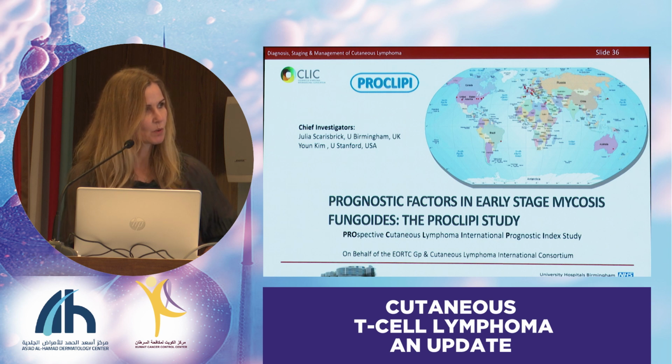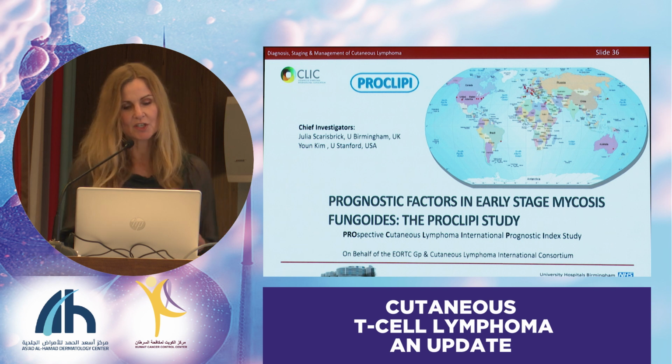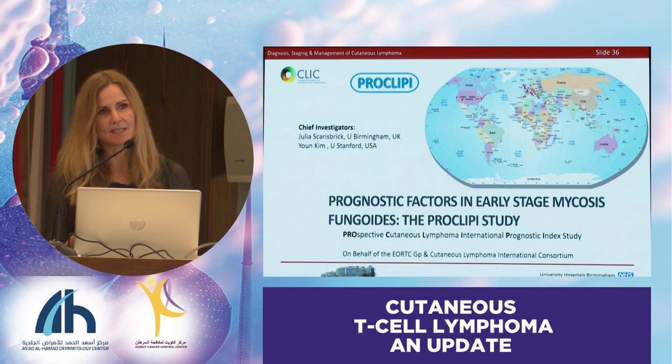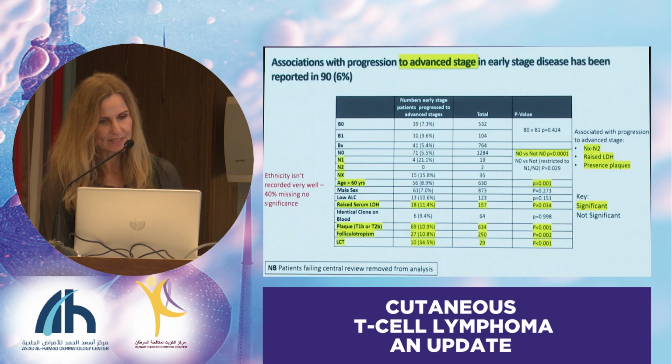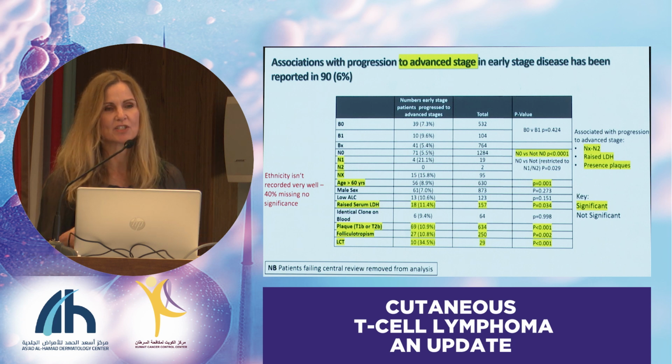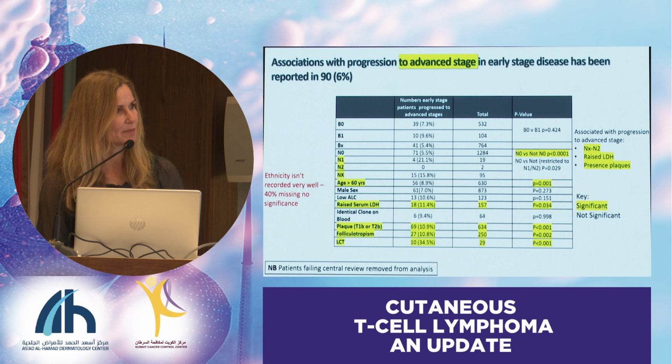So this is the study I was talking about, the Proclippy study. What it was designed to do was to identify prognostic factors in cutaneous lymphoma, so we can try and work out, when we meet a patient, what their likely outcome is going to be, and hopefully thereby learn how to improve the outcome of patients. So we've looked at this in early stage disease to see which patients progress. With the early stage patients, what clues can we have to know which of our patients in front of us are likely to progress?